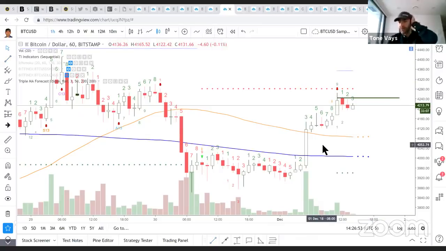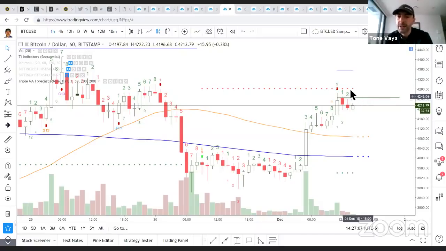So honestly, I would love another hour of consolidation. Get me a red 1 and then another small candle on a green 1 and then a green 2 going above a green 1 above this green line. That would be a beautiful bullish trade on the hourly chart. Let it break setup trend, and then we should bust out to 4,500 and beyond.